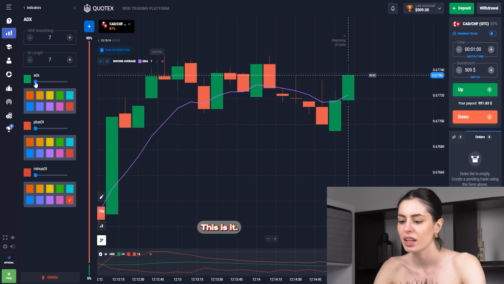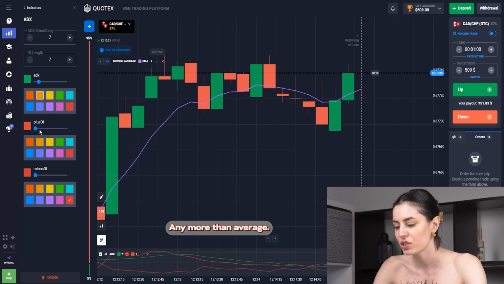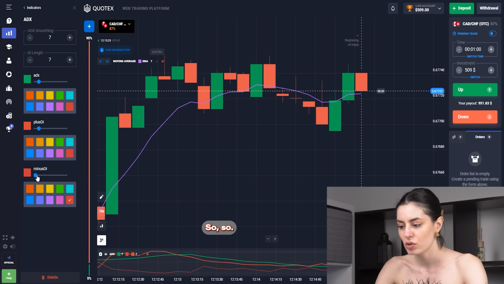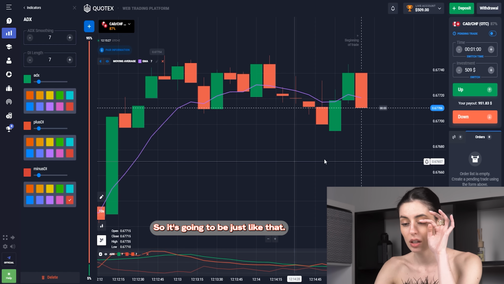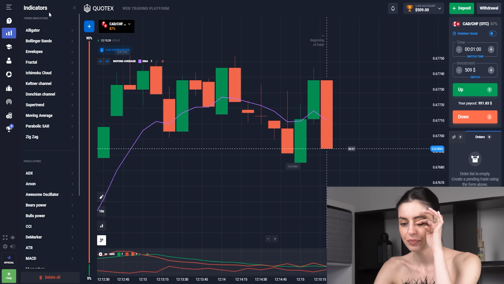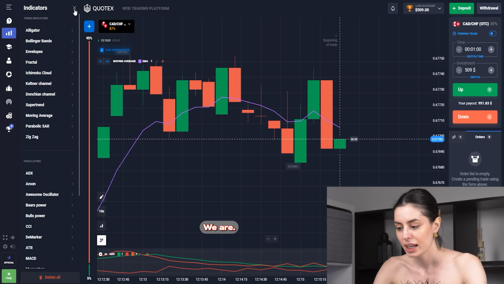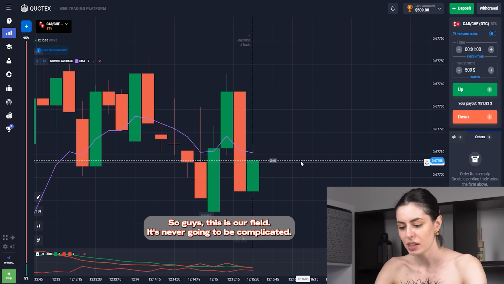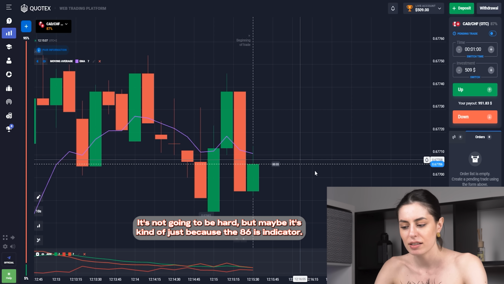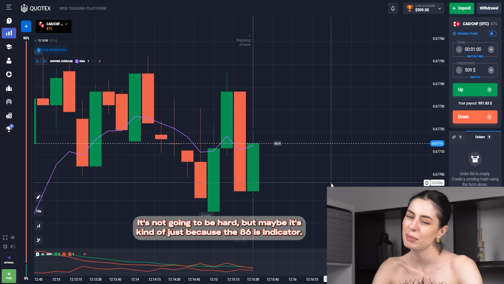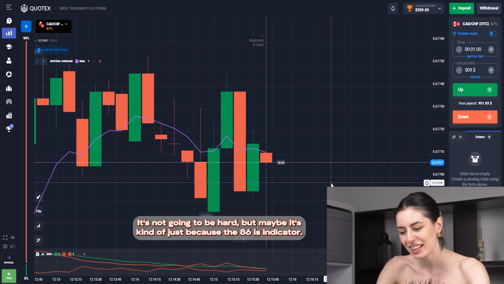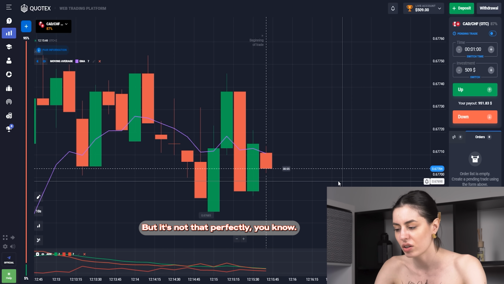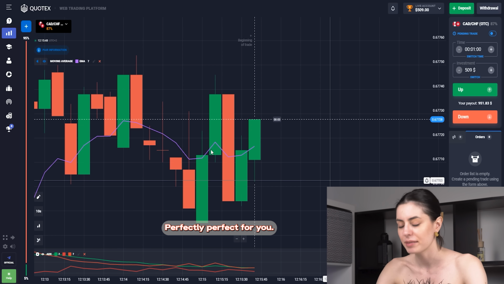This is it. 80x, moving average 7 is gonna be the period for us, so it's gonna be just like that. We are closing on. So guys, this is our field. It's not going to be complicated, it's not going to be hard, but maybe it's going to be, just because the 80x is an indicator, but it's not that perfect for you.